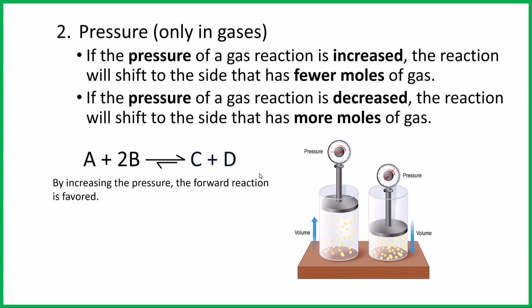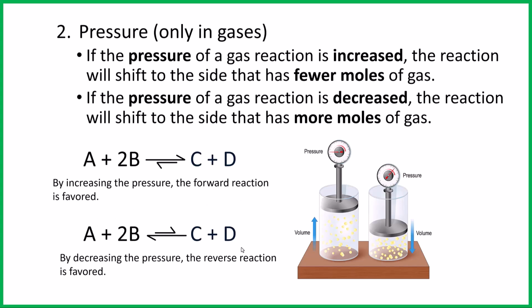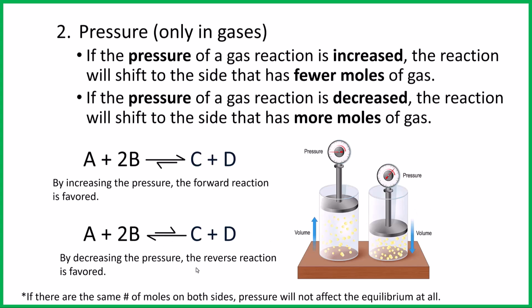If the pressure of a gas is decreased, then suddenly the number of particles is less crowded, and so the reaction will shift to the side that has more moles of the gas. So this would be an example of that. We're shifting to the side that has more moles. That's the reverse reaction being favored. If there are the same number of moles on both sides of the equation, the pressure will not affect the equilibrium at all.